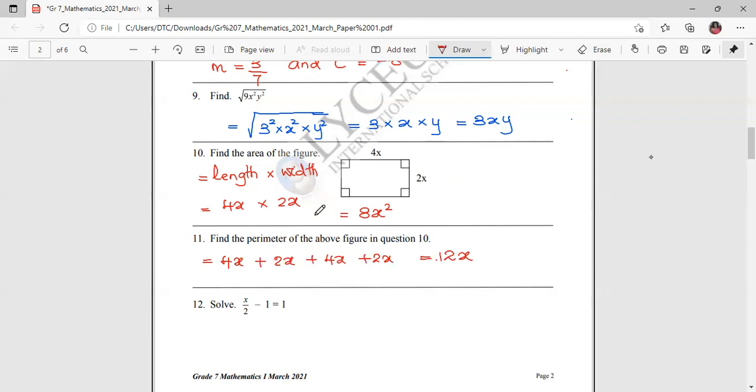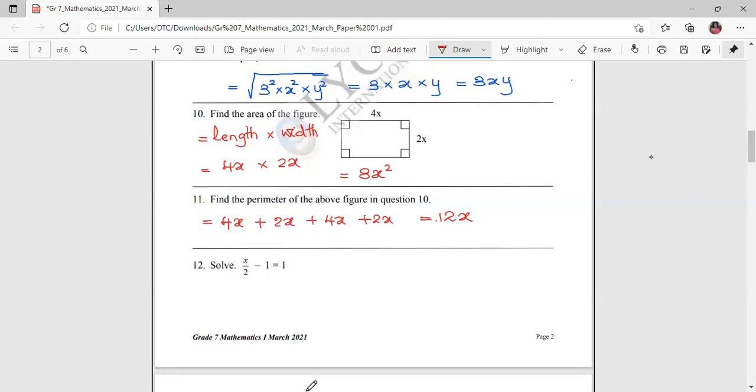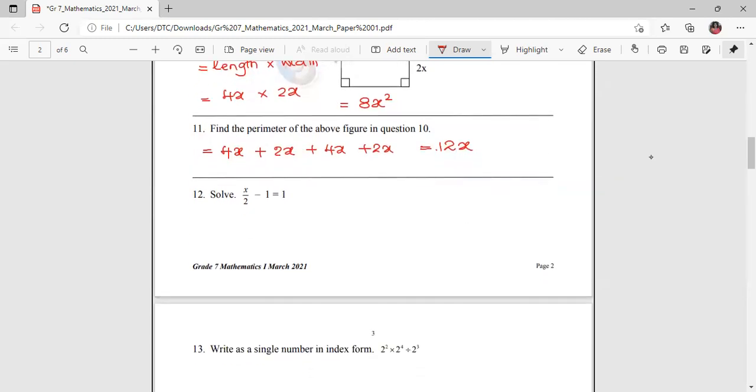Okay. So then question number 12. So this is very easy. Then what you can do, children? There are different ways. Different kids have approached this question in different ways, right? The method I'm using here: x over 2, and I bring that -1 to the other side, it becomes +1. Then I have x over 2 equal to 2. Then to find the x value, 2 multiplied by 2, the answer is 4. That is one method.